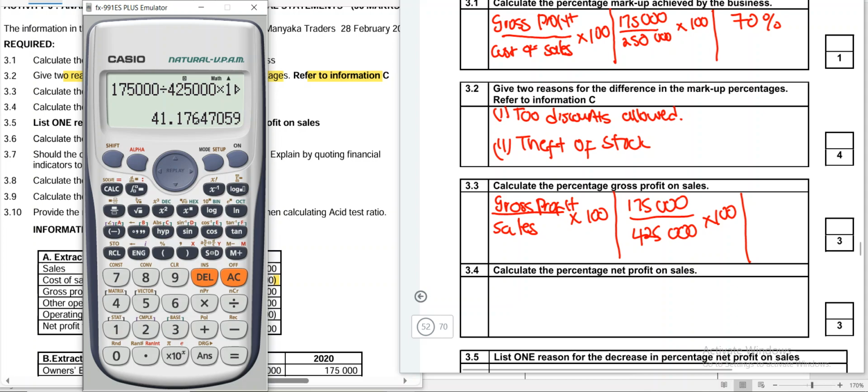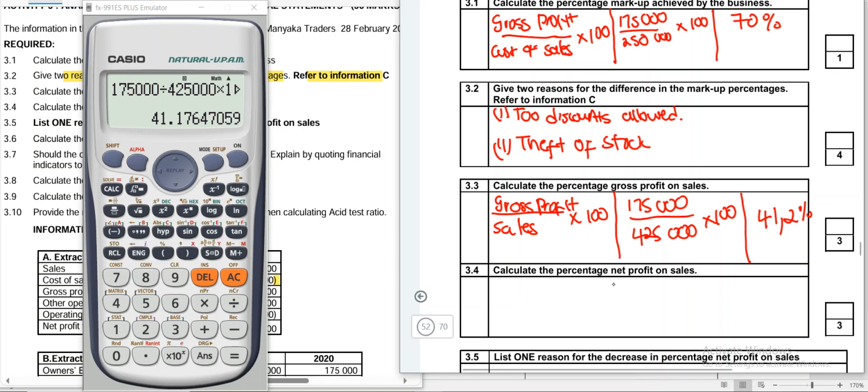Remember, you must round off to 1 decimal place. So this number after 1 is 7, so it means this will change into 2. So we'd have 41.2%. And then the next last part of the profitability ratios says that we should calculate net profit on sales.